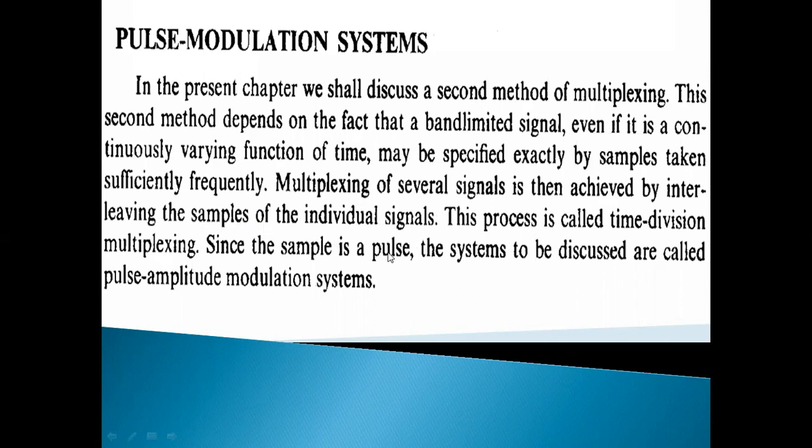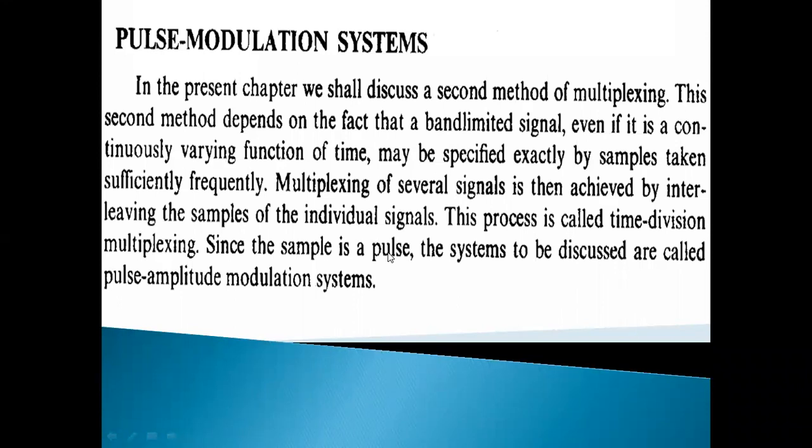Because of interleaving of individual samples, the signals are multiplexed. Here we use the terms signal and samples. When the samples are interleaved, then the multiplexing of signals is achieved. This process is called time division multiplexing.